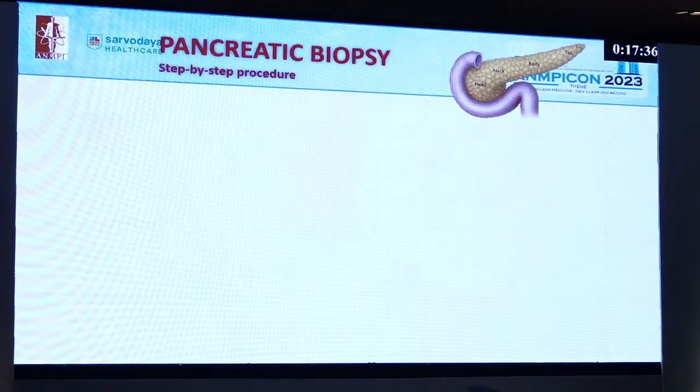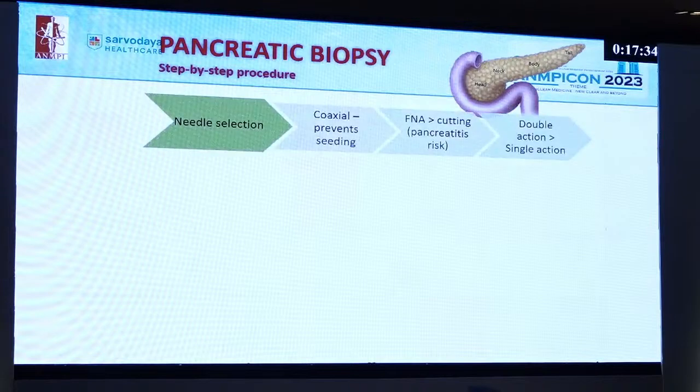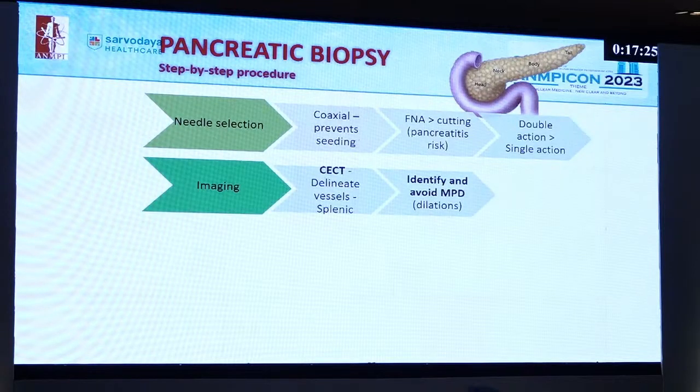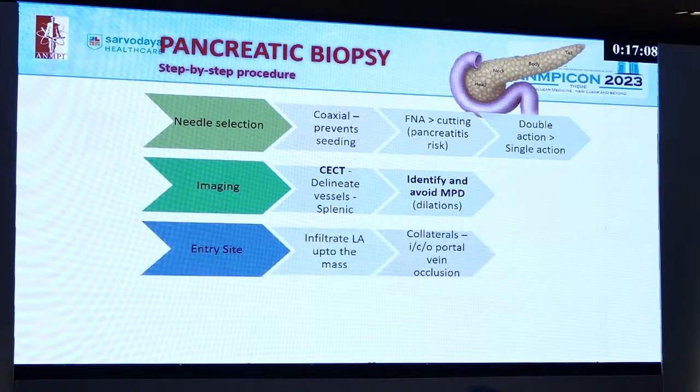And now the step-by-step procedure for doing a pancreatic biopsy. First, we have to select the needle. A coaxial needle prevents seeding. FNA can be used. A double action needle can be used, or a single action needle. For imaging in pancreatic biopsy, CECT is always preferred because we have to delineate the vessel anatomy. We have to identify the MPD, because if you puncture the MPD, the patient may have pancreatitis or biliary infections. So now decide the entry site and infiltrate the local site.